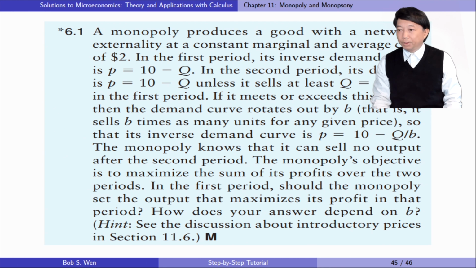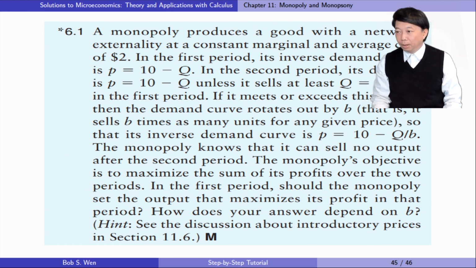A monopoly produces a good with a network externality at a constant marginal and average cost of $2. In the first period, its inverse demand curve is P equals 10 minus Q. In the second period, its demand is P equals 10 minus Q unless it sells at least 8 units in the first period. If it meets or exceeds this target, then the demand curve rotates out by B. That is, it sells B times as many units for any given price, so that its inverse demand curve is P equals 10 minus Q over B.